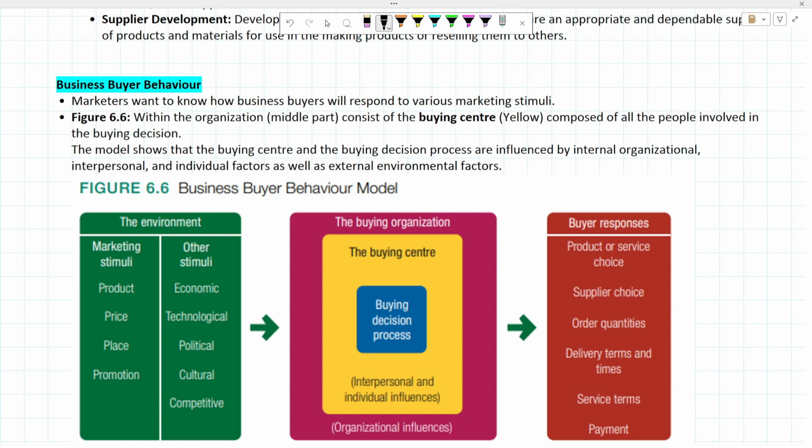So in figure 6.6, right underneath this text, within the organization, the middle part, consists of the buying centers. The buying center is right here, which is the yellow. So this is the buying center, composed of all the people involved in the buying decision process. So this is all the people they're talking about. So the model shows that the buying center and the buying decision process are influenced by internal organizational, interpersonal, and individual factors, as well as external environmental factors.